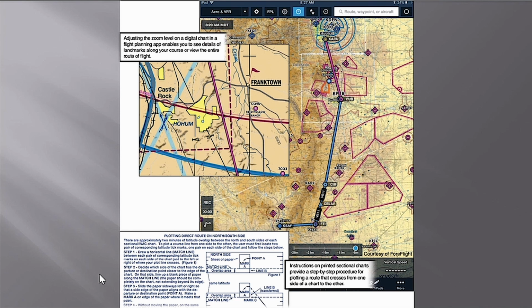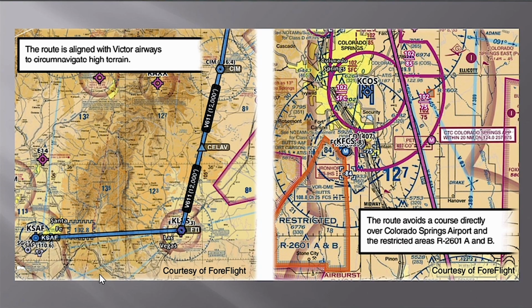So, I got instructions of sectional charts, that's fine. Adjusting the zoom, I can have a flight planning app enable you to see the details of the landmark, zoom them in and zoom them back out. The route is aligned with Victor Airways.